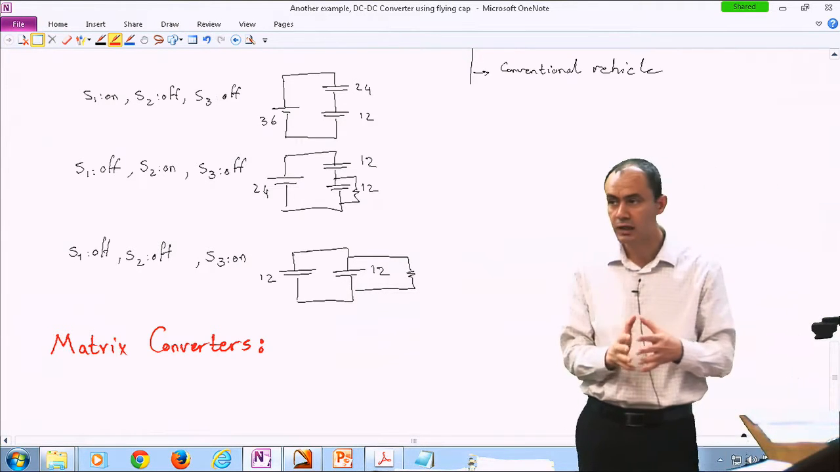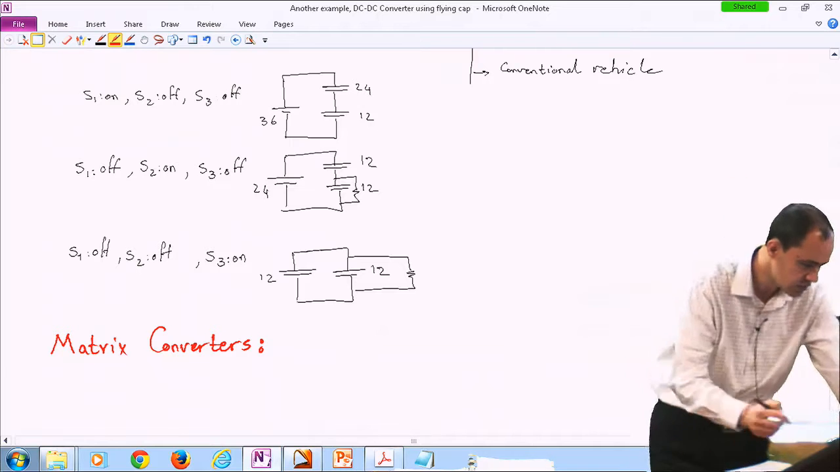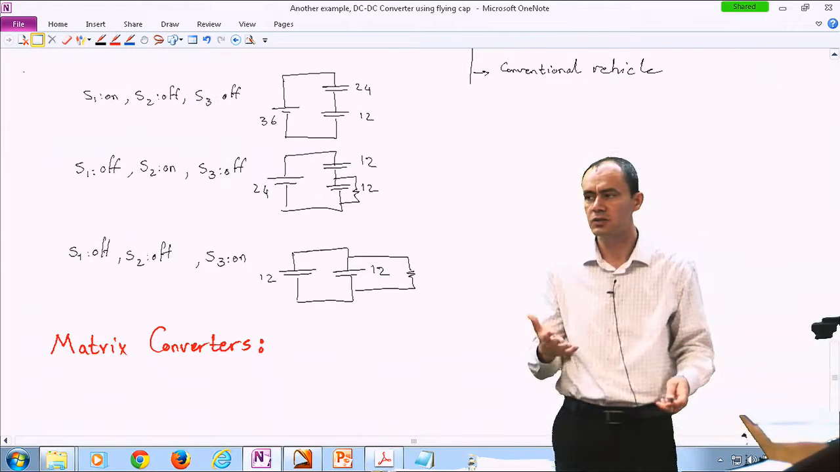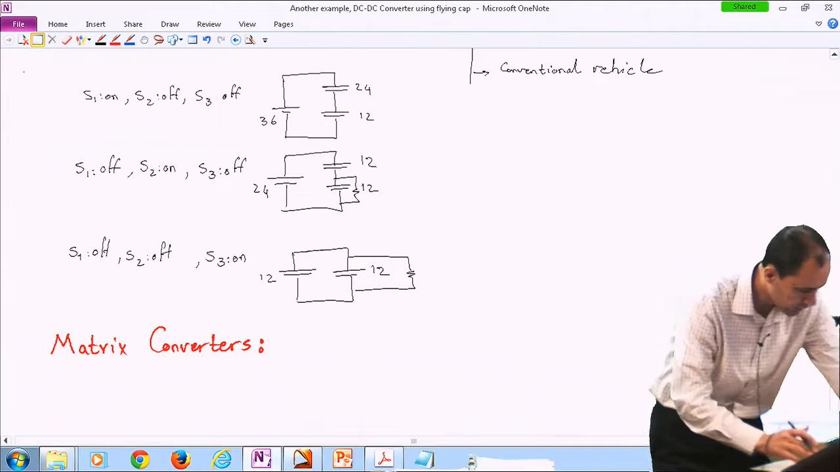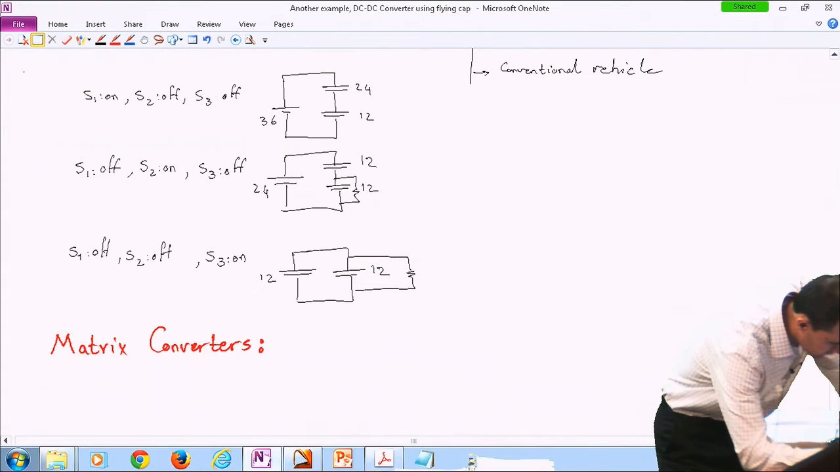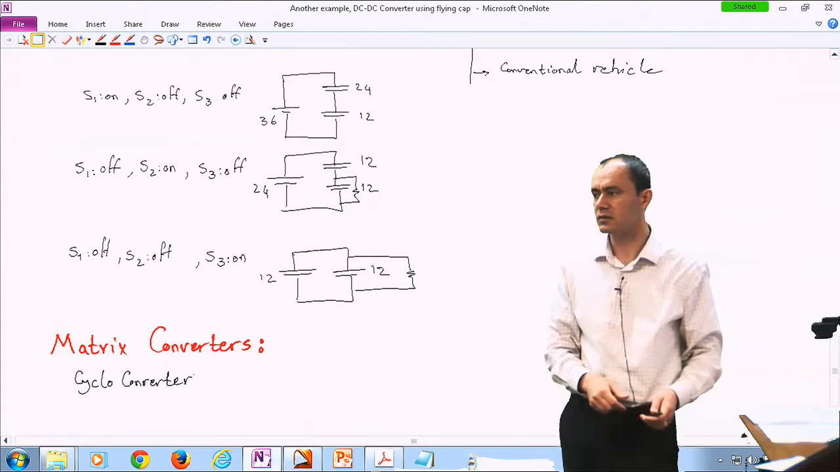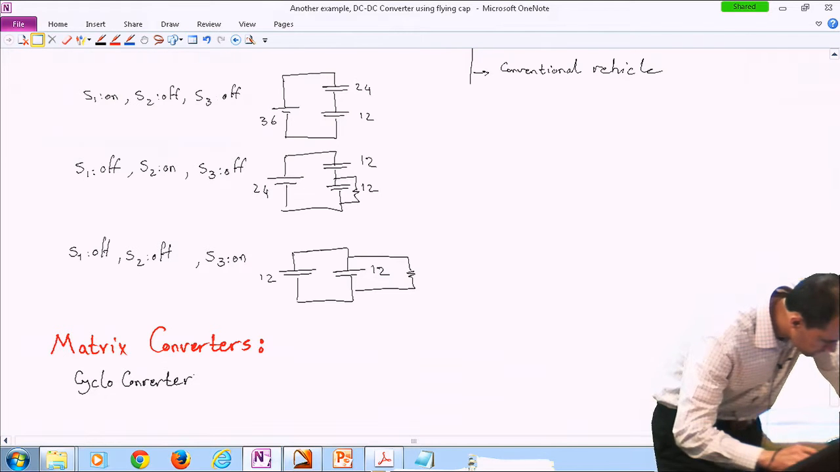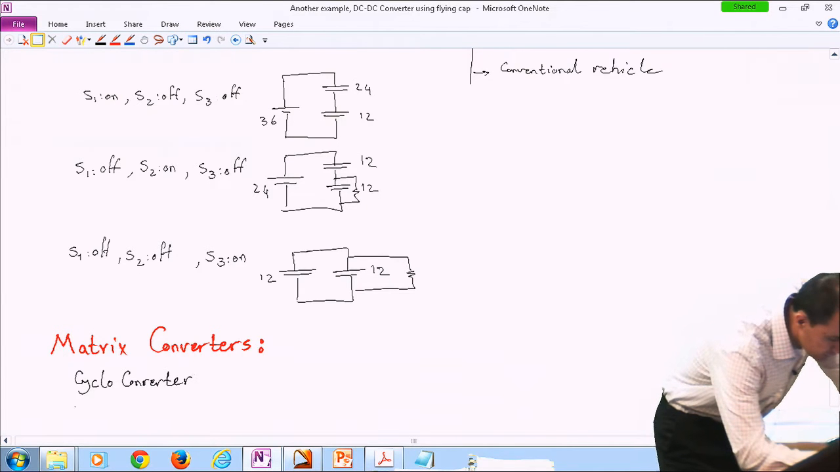There are other names for this type of converter. As it turns out, all converters that we have studied so far are a special case of matrix converters, basically. So other names for the matrix converter: cycloconverters. Back in the 60s and 70s, they were called cycloconverters. Sometimes they are called direct frequency converters.